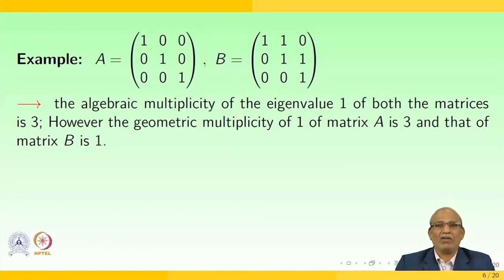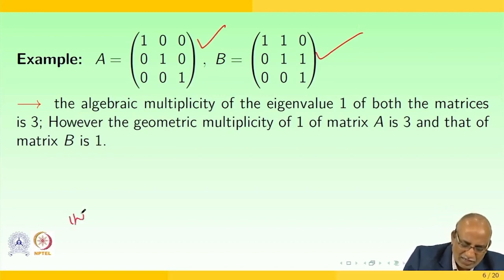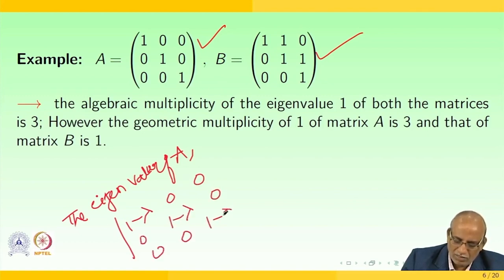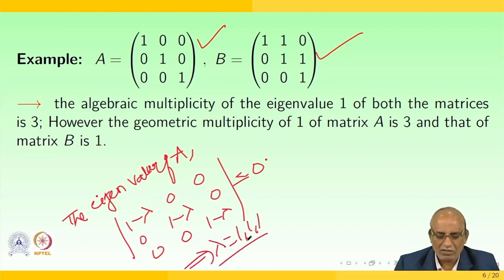Look at this example. A is a 3 by 3 matrix. For the sake of simplicity, I took A as 3 by 3. B is also 3 by 3. What are the eigenvalues of the matrix A? The determinant of 1 minus lambda, 0, 0; 0, 1 minus lambda, 0; 0, 0, 1 minus lambda is equal to 0. So you get lambda is equal to 1, 1, 1 as eigenvalues.